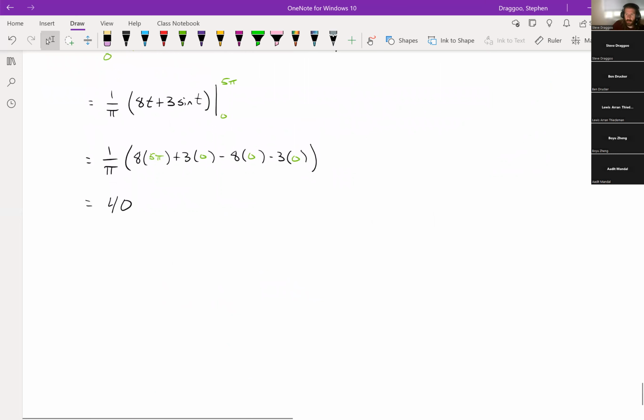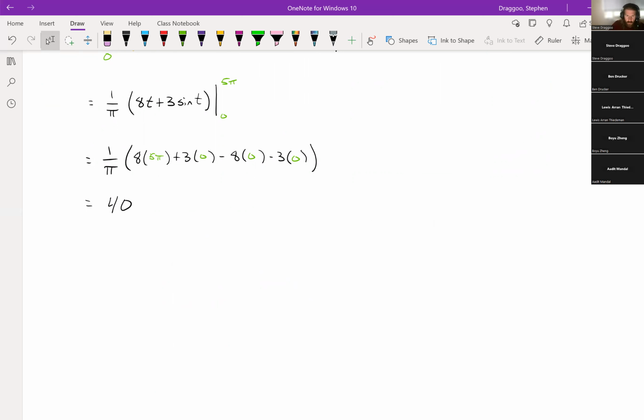Oh, wait. Nope, there's one more that looks like it didn't make it in. Hang on one second. Let me go paste in the missing problem.